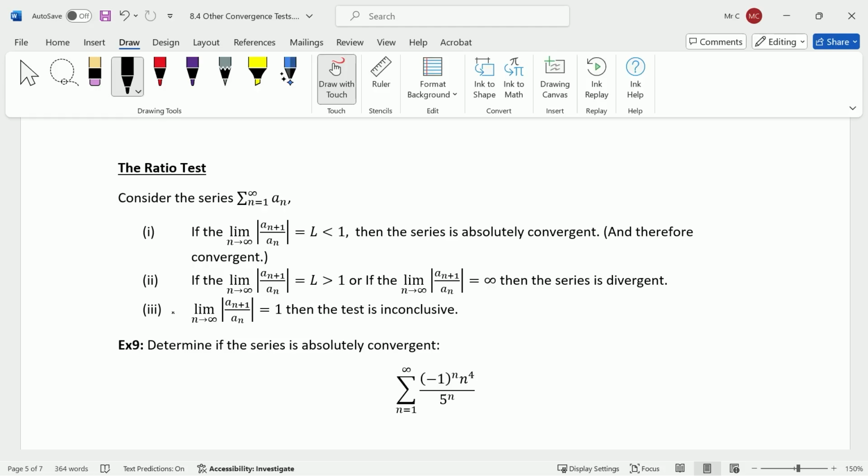So the ratio test says, consider the series from n equals 1 to infinity of a sub n. If the limit as n goes to infinity of the absolute value of a sub n plus 1 over a sub n is L, some number which is less than 1, then the series is absolutely convergent. If this limit is greater than 1, or infinity, then the series is divergent. But if the limit is equal to 1, the test is inconclusive. It tells you absolutely nothing.